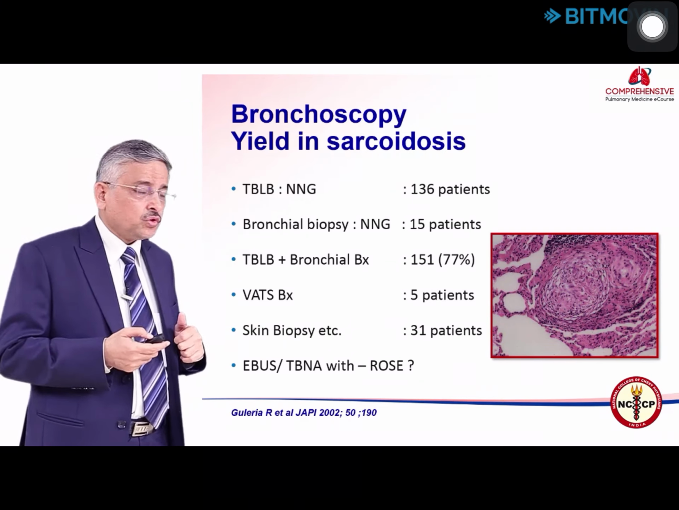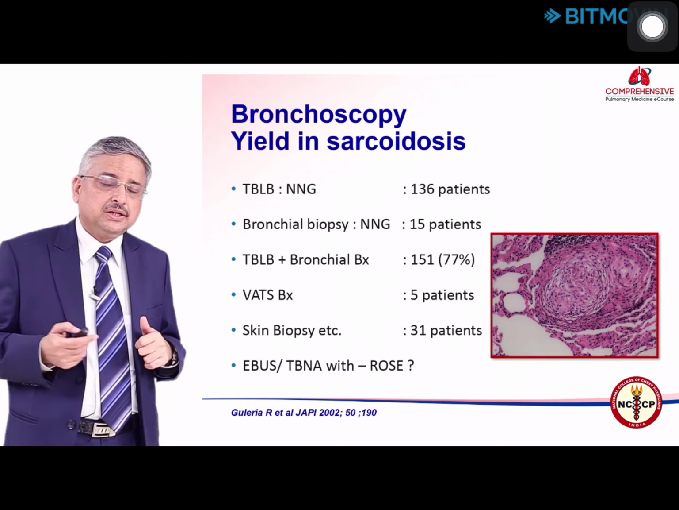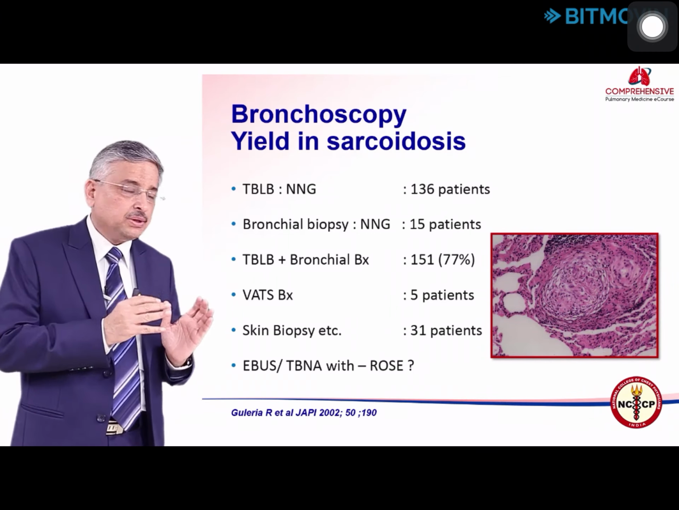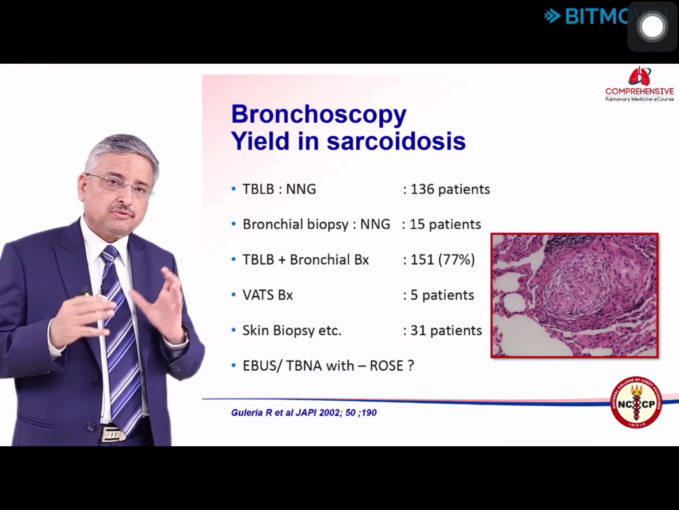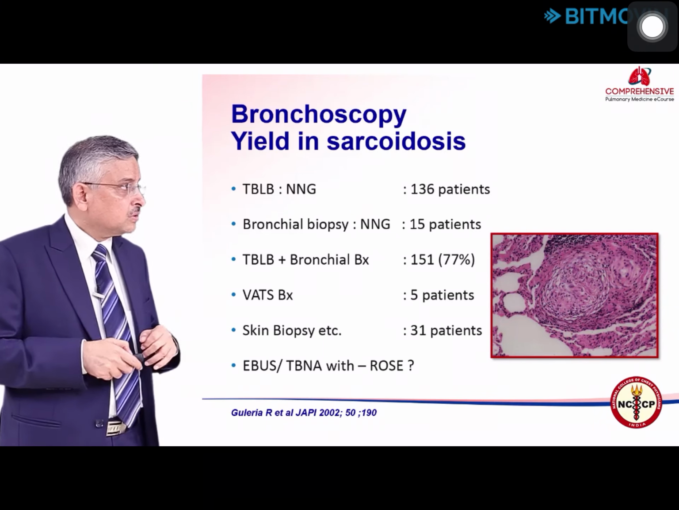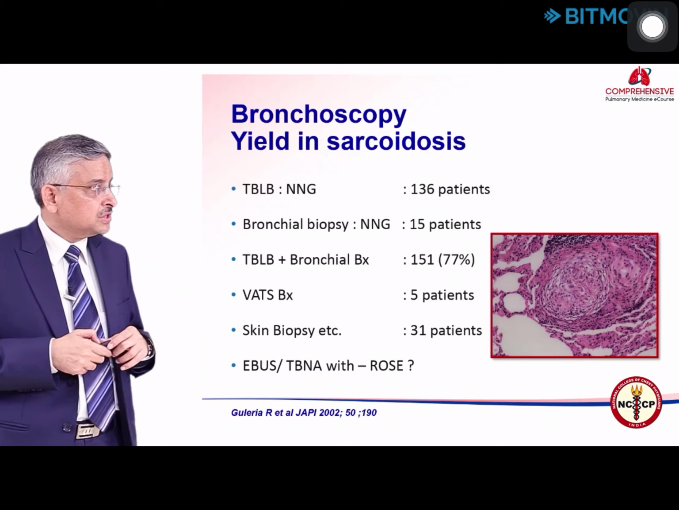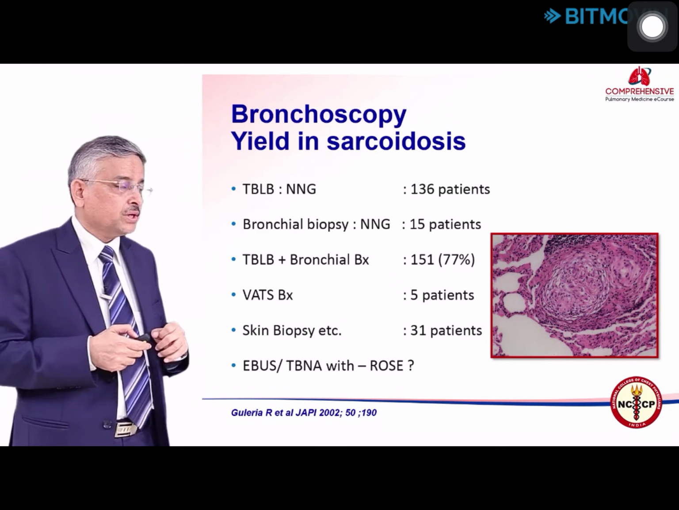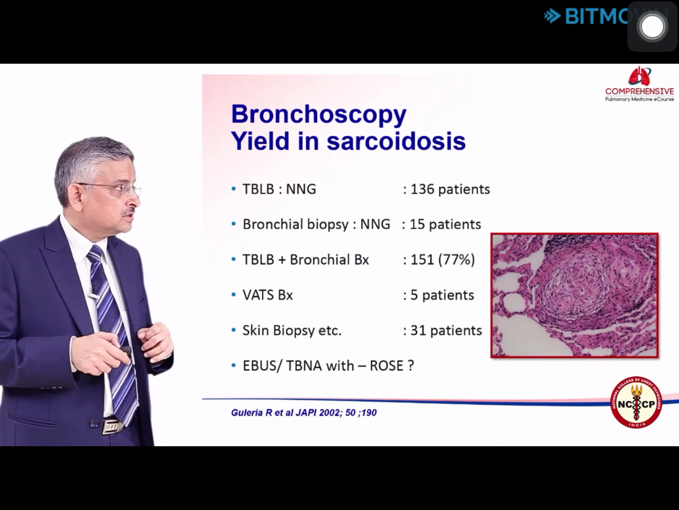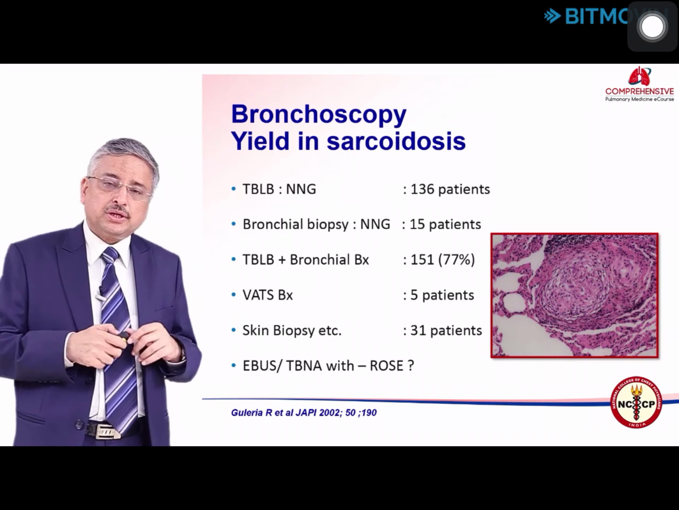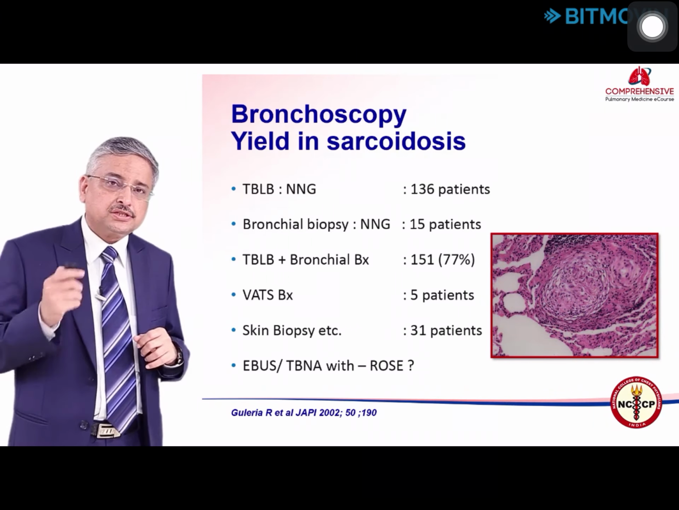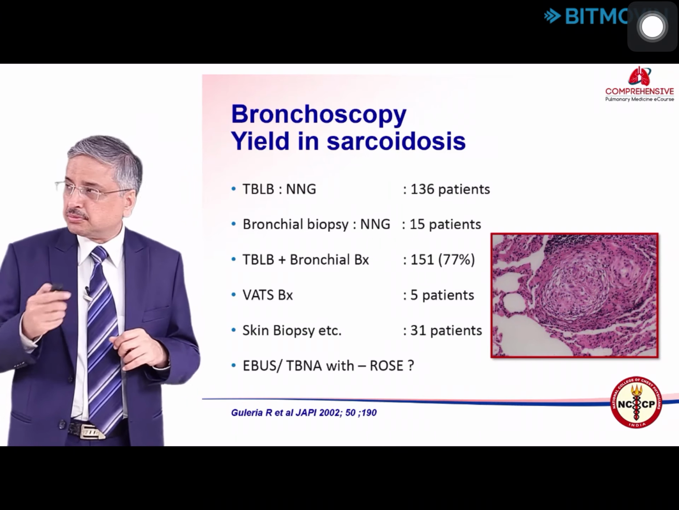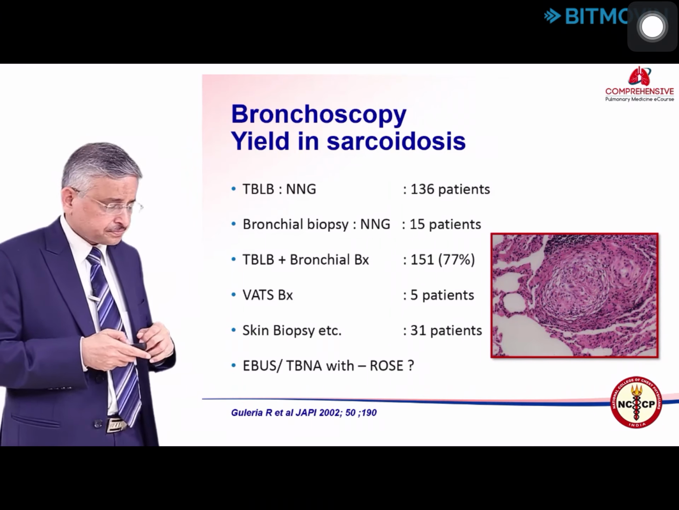So, we had a yield of almost 77% in making a diagnosis of sarcoidosis if we just did a TBLB and a bronchial biopsy, and this is in the era where there was no EBUS and we were not doing EBUS with ROSE. In that series in 2002, 5 patients required a VATS guided biopsy, and in 31 patients we were able to get a diagnosis by a skin biopsy, and that is why I keep telling you that it is important to look for extrapulmonary sites of involvement, because sometimes they will help you to get a diagnosis.